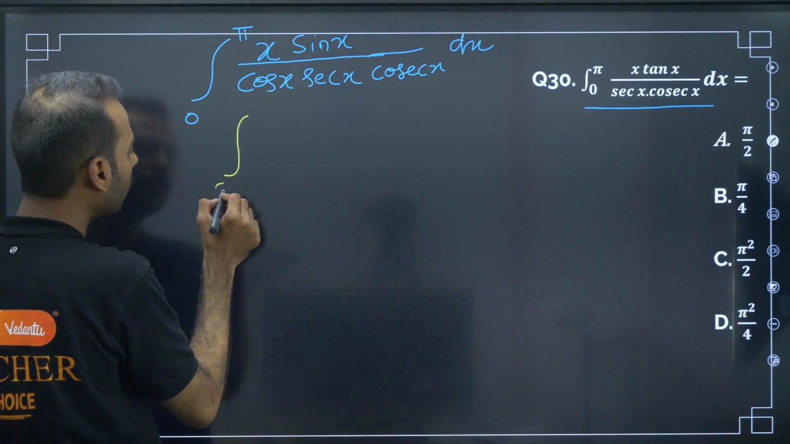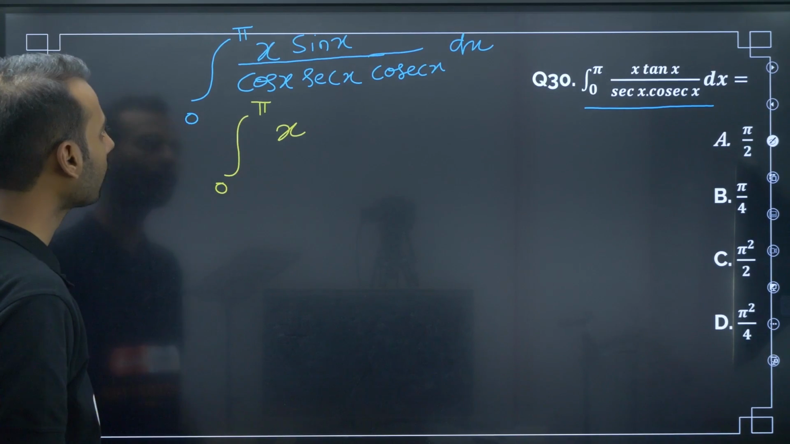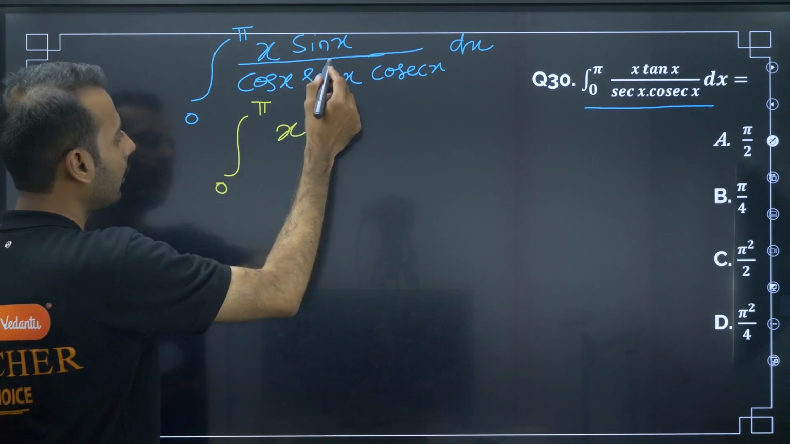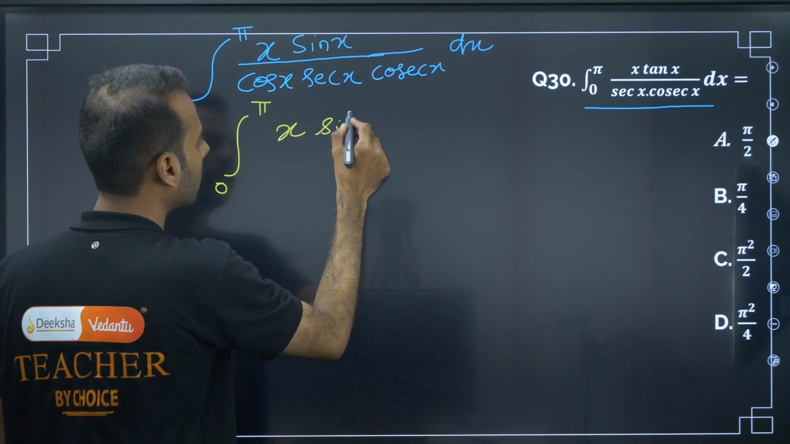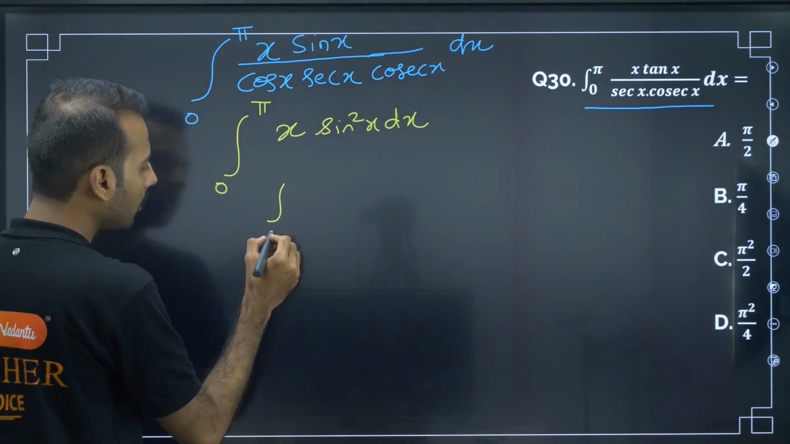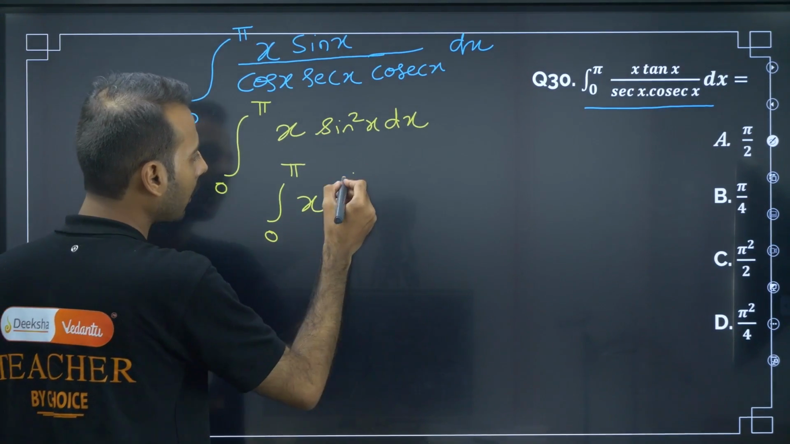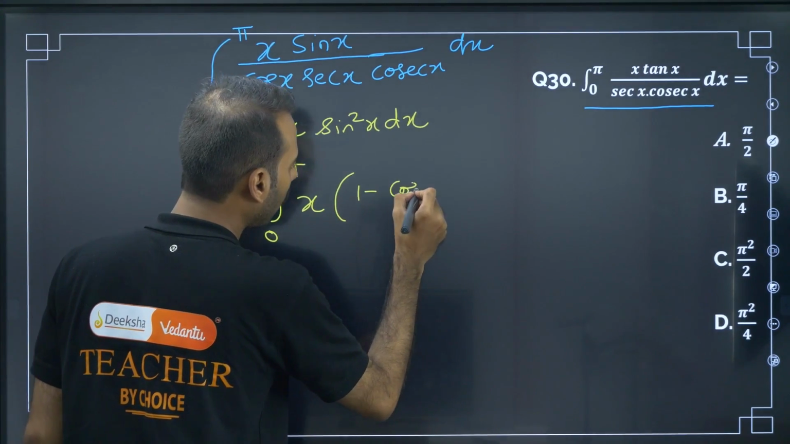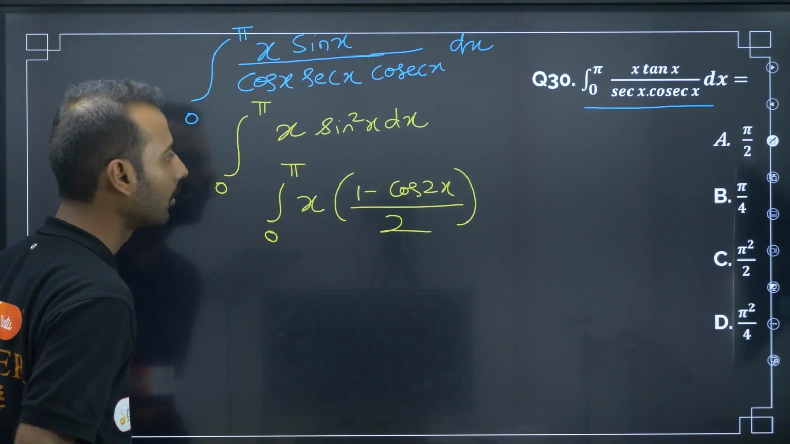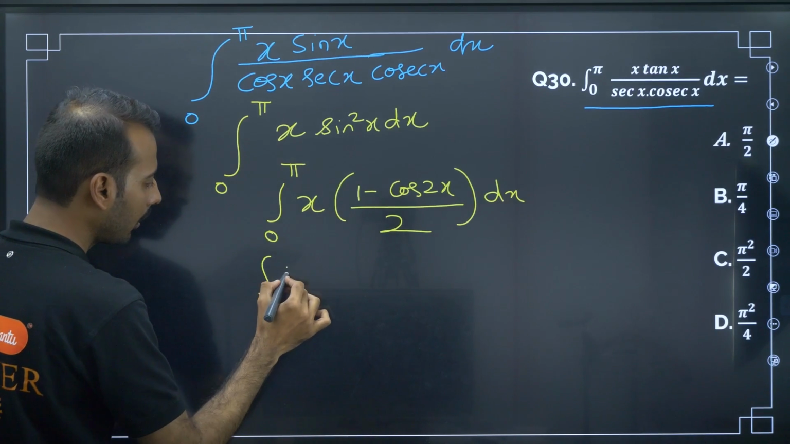Everything same question, only just copy and paste. Next, 0 to pi x. Cos x secant x, it is 1. Sin x, if I take this becomes sin square x dx. So 0 to pi x, sin square x can be written as 1 minus cos 2x by 2 dx.